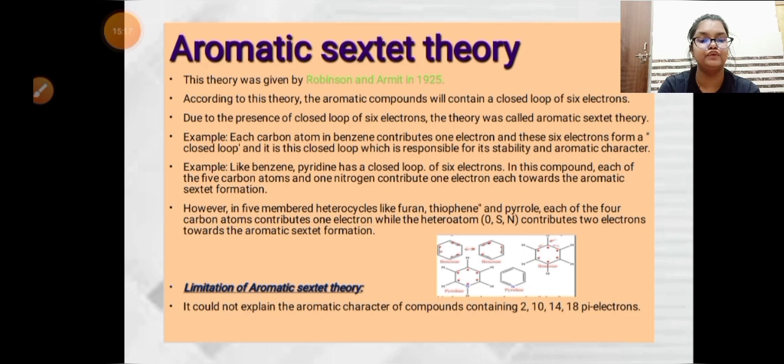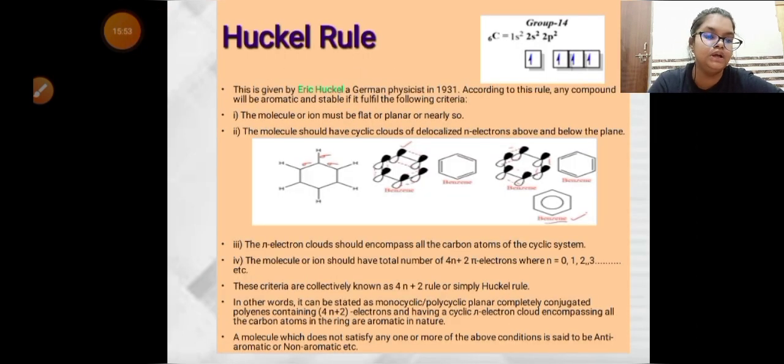the aromatic sextet formation. Now, the limitation of this theory is that it could not explain the aromatic character of compounds containing 2, 10, 14, 18 pi electrons. Naphthalene does not contain 6 electrons, it contains more than 6 electrons, and the theory doesn't explain the aromatic behavior of naphthalene, anthracene, phenanthrene, etc. This theory is limited to 6 electrons only. The next theory is Huckel's rule, which is the most appropriate rule to explain aromatic compounds.